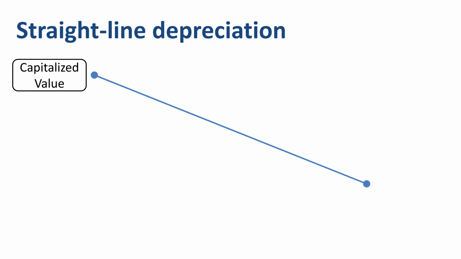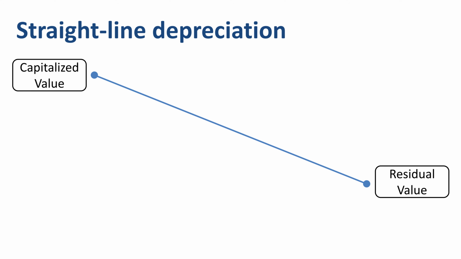Let's have a look specifically at the straight line that is so important in straight line depreciation. The straight line runs from capitalized value on the left to residual value on the right. The capitalized value is the money spent by a business or organization to acquire or upgrade fixed assets, such as buildings, machines, and equipment. Residual value is also known as salvage value, scrap value, or trade-in value. Residual value is the estimated value of the fixed asset at the end of its useful life.